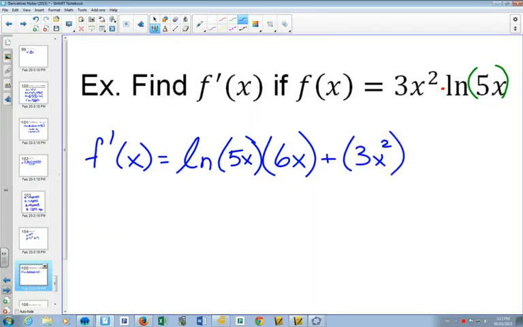Now the derivative of natural log of 5x, it's a chain rule. The first thing we run into is the natural log. The derivative of natural log is 1 over whatever's inside.